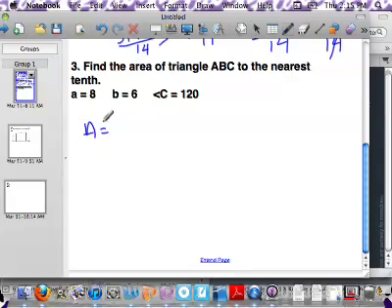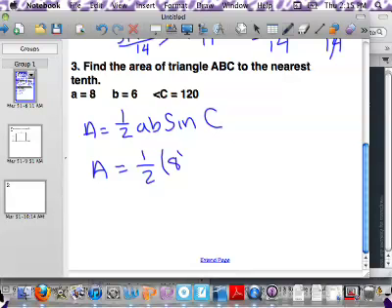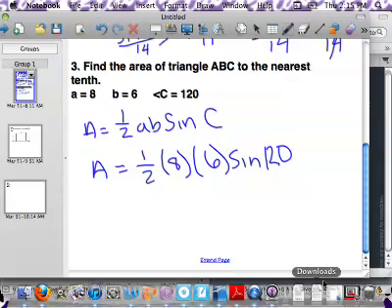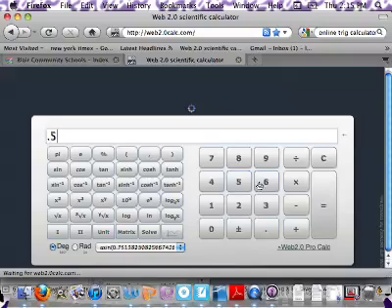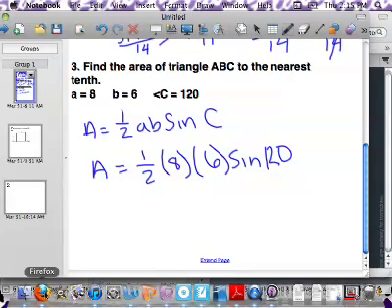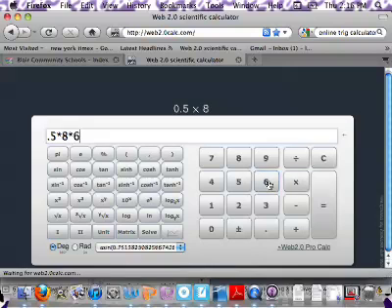So for this one, we're going to say the area formula to use is 1/2 A times B times sine of the angle in between, which is C. And that's on our formula sheet, right up at the top. You choose the one that has the sides you know. Area is 1/2 A, which is 8, times B, which is 6, times the sine of C, which is 120. And your calculator's pretty good at doing this. 0.5 times 8 times 6 times the sine of 120.